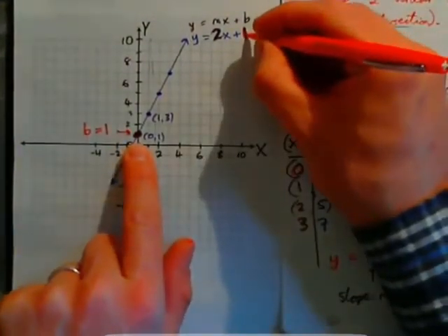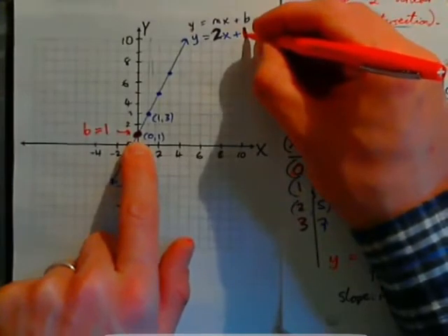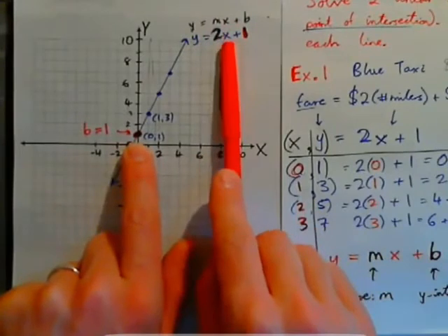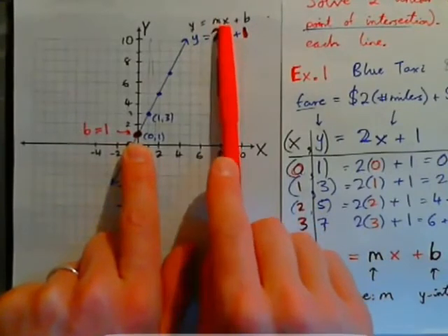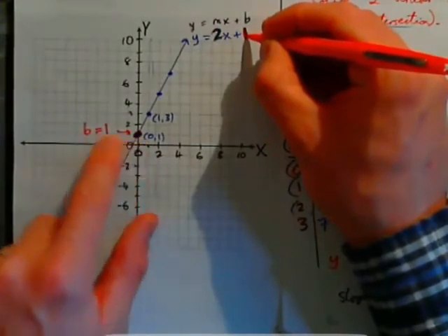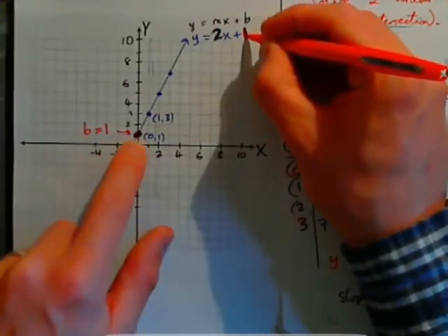And this is always the case. In other words, if you plug 0 in for x, you have y equals 1. See that? If I plug 0 in for x, 2 times 0 is 0, I have y equals 1. So this number is b, the y-intercept. This is always the y-intercept, isn't it? B is 1, right?